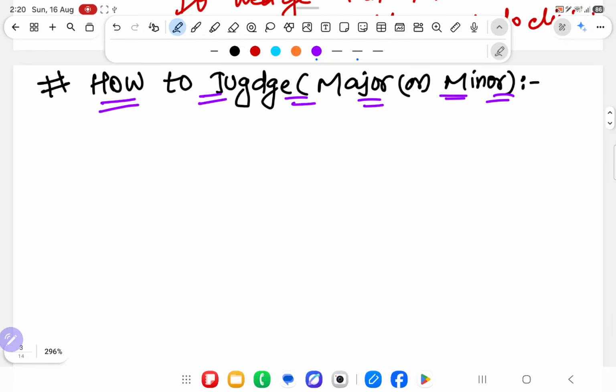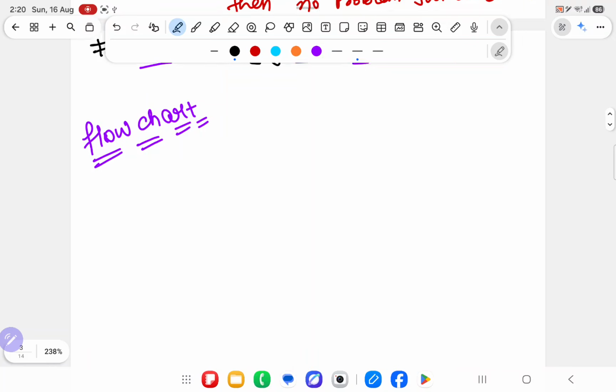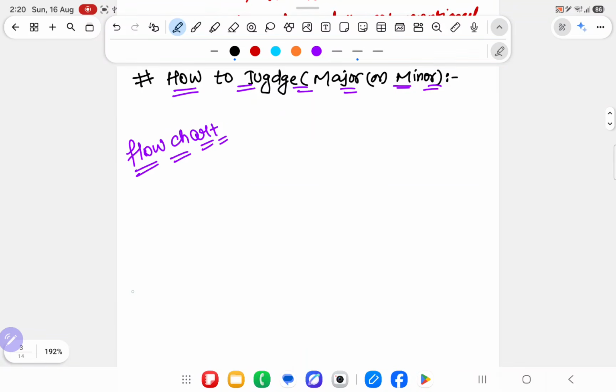Before judging it, you have to know one chart I am going to draw, a flow chart, and with that flow chart you will be able to judge which one is major, and I will give examples also, don't worry. In the flow chart, some places they will give you a base. Is this visible, sir? Yes sir, visible. And now this base will be a moderate base.